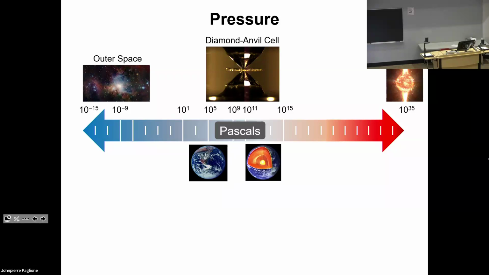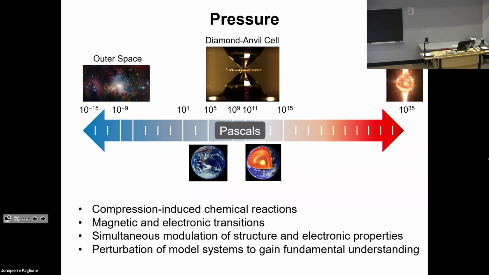And of course, we're living here at 10 to the 5, but diamond anvil cell techniques get us into this 10 to the 9 to 10 to the 11 regime, where we're really able to tune interatomic distances, solid state structures, orbital overlap, all sorts of interesting properties. We can also induce chemical reactions, so make new phases, and of course, relevant for what we're talking about in this workshop, magnetic and electronic transitions.